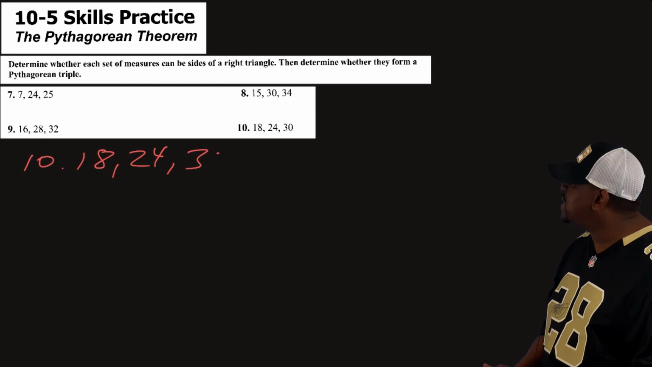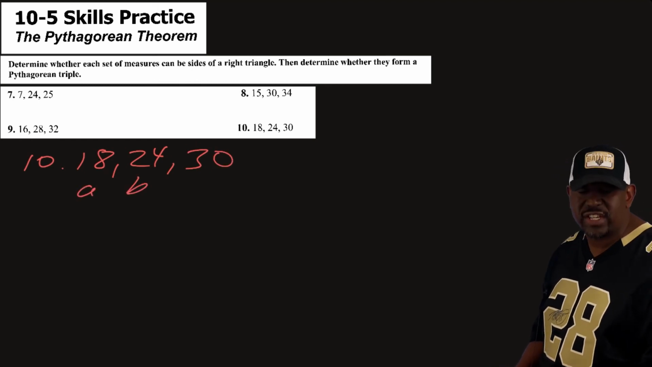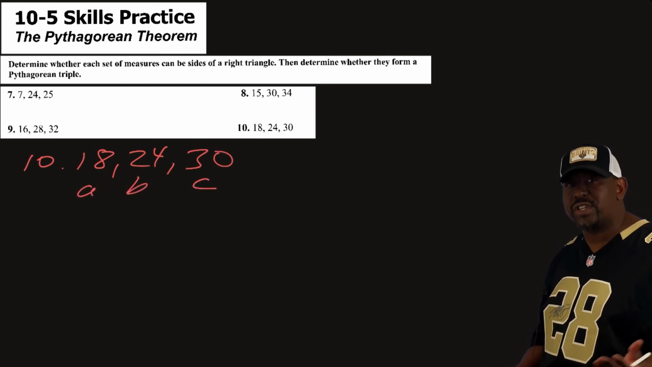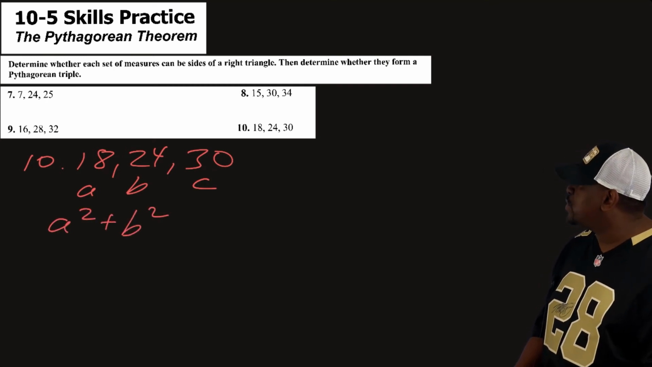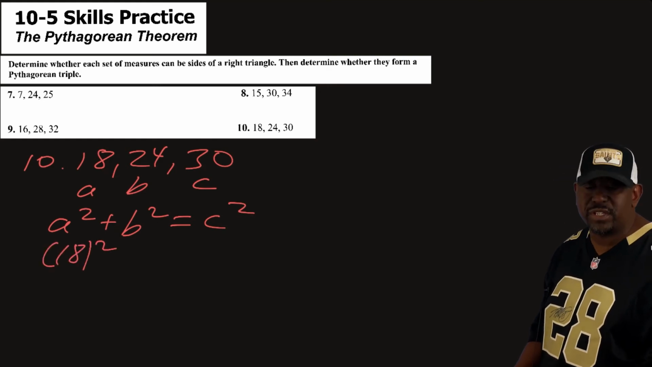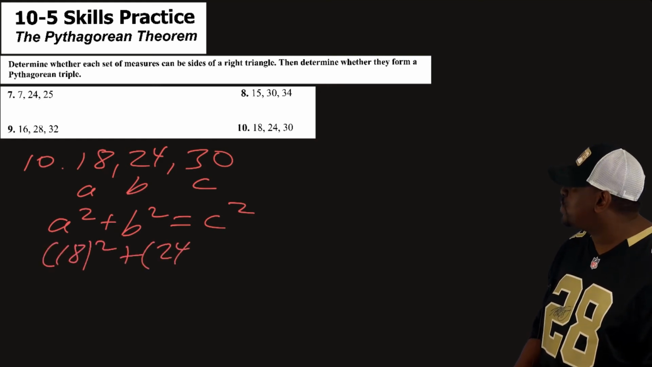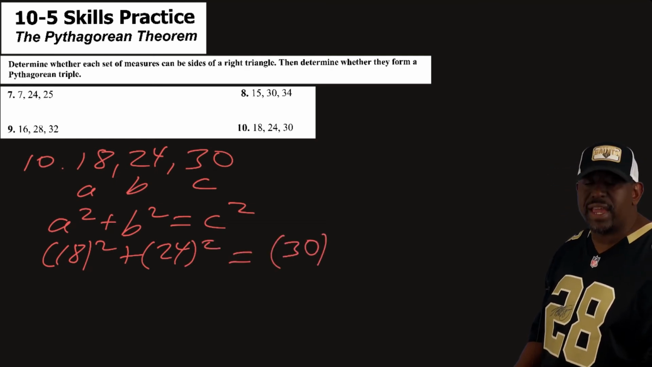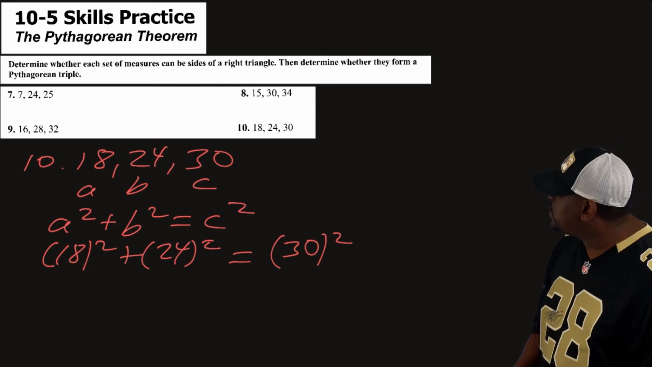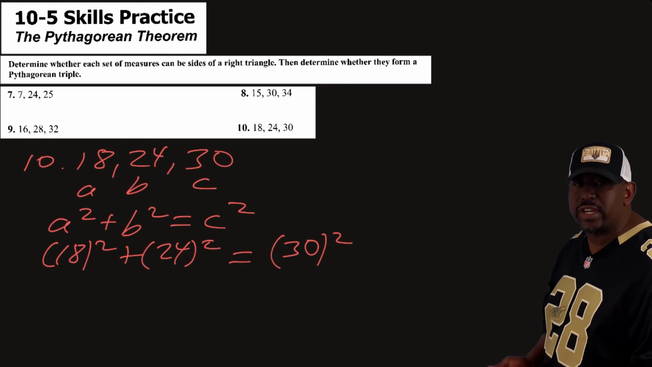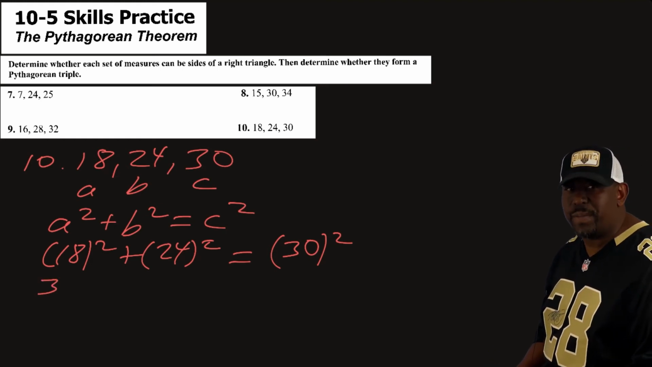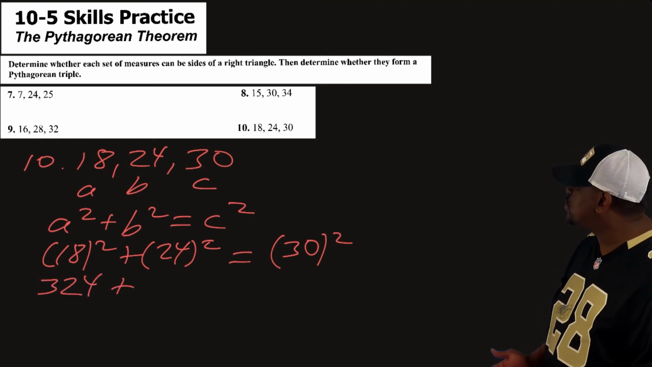We have the sides 18, 24, and 30. Again, we're going to use the Pythagorean Theorem to determine if they're sides of a right triangle. We label the shorter side A, the middle side B, and the longest side C, as we've been doing. We write out the Pythagorean Theorem, we substitute for A, B, and C, and we end up getting 18 squared plus 24 squared equals 30 squared. So we will square each of those bases, and we will end up with 324.